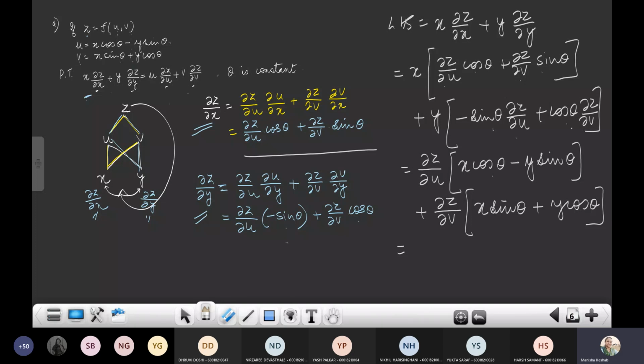अब देखते हैं x cos theta minus y sin theta is nothing but what? U. So this we can replace by u ∂z/∂u, or x sin theta plus y cos theta is my v. So I can write here v into ∂z/∂v. And this is nothing but what? The right hand side. So I have got the right hand side. Is this clear?